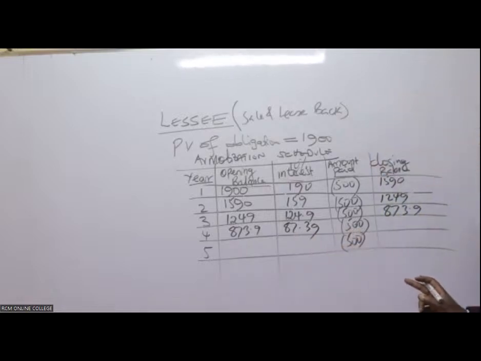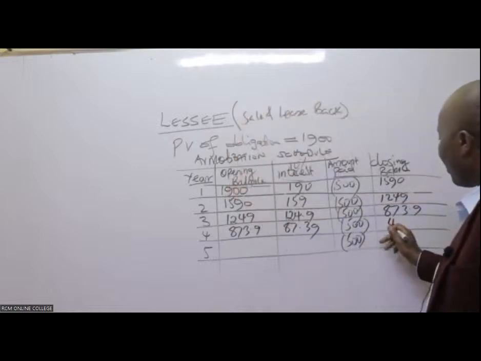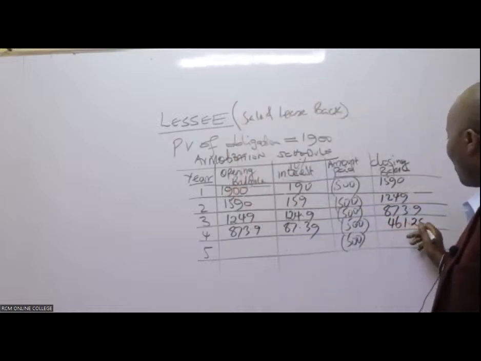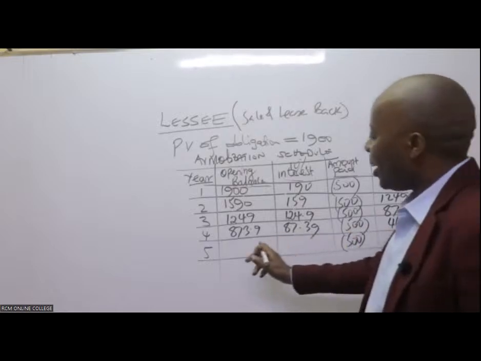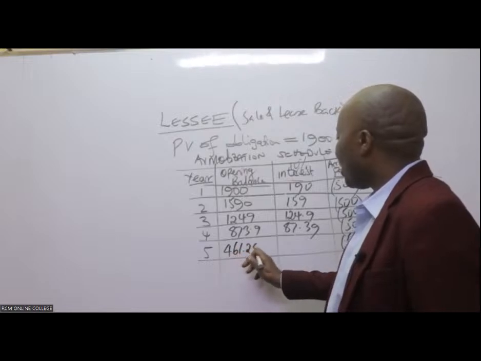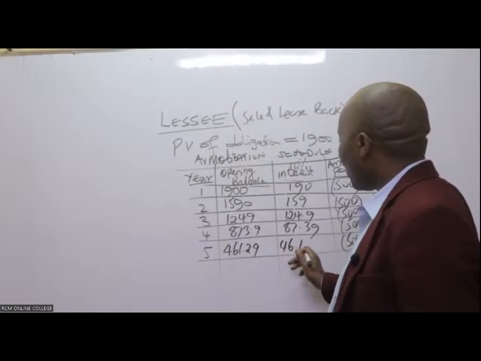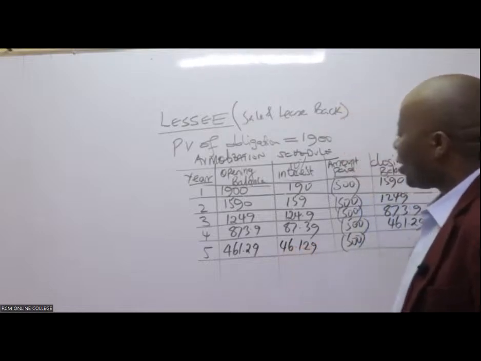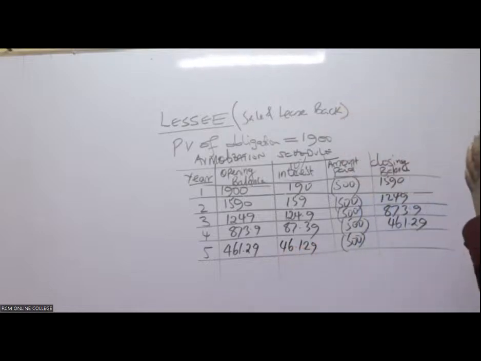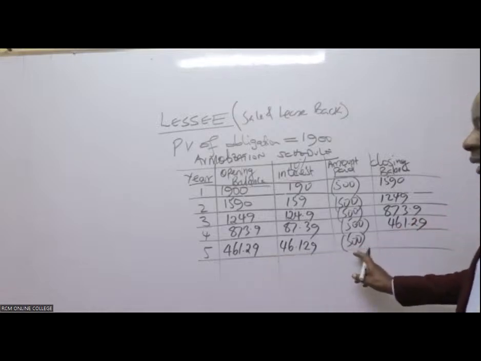I'm being given here 461.29. This is what I bring here. 10% of it is interest, which gives me 46.129. Can somebody take this amount plus this amount minus the reduction in the obligation?